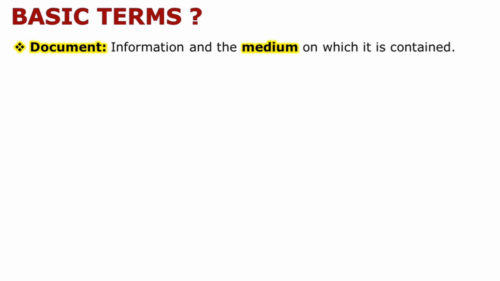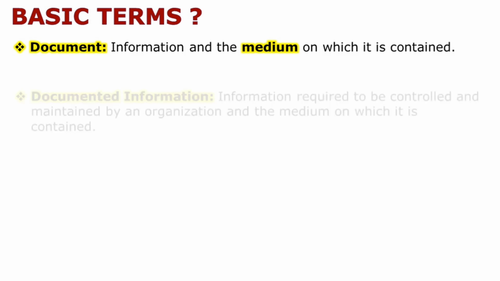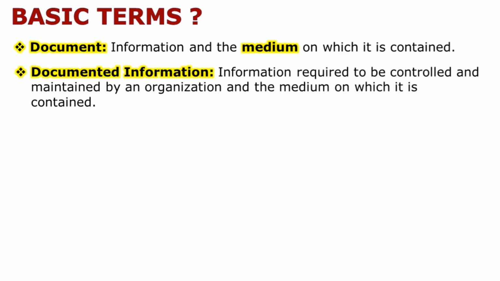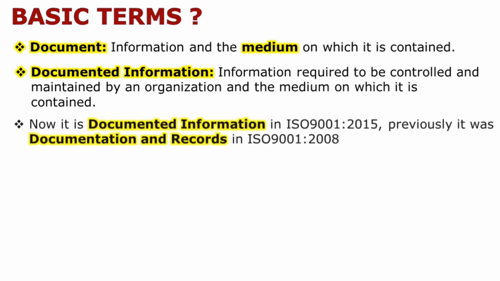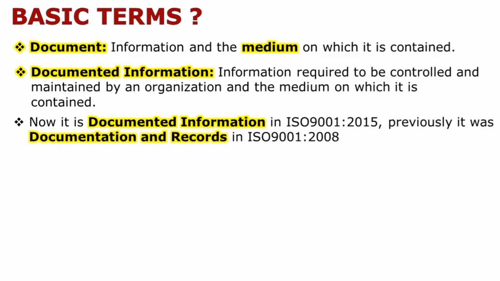You might have heard the word documented information. What is that? It's the information that an organization needs to control and maintain, along with the medium on which it's contained. You might recall that in the older ISO 9001:2008 version, it was called documentation and records. Now, according to ISO 9001:2015, it's called documented information.